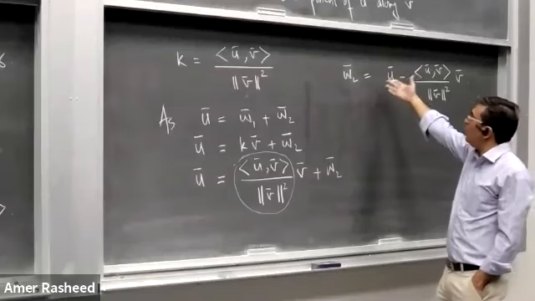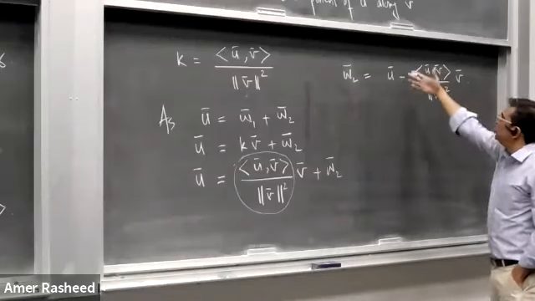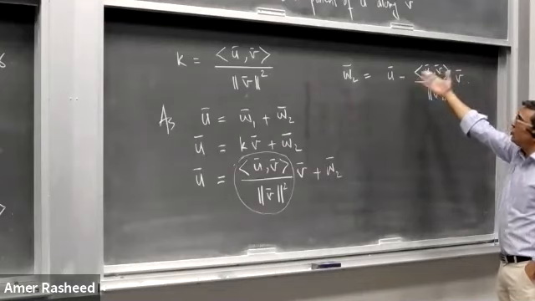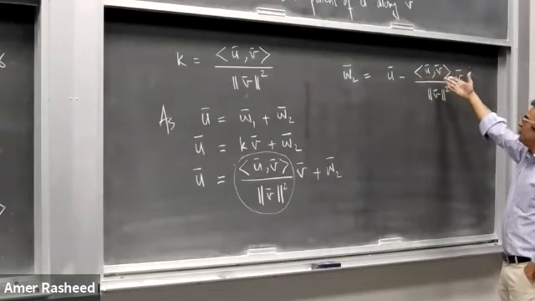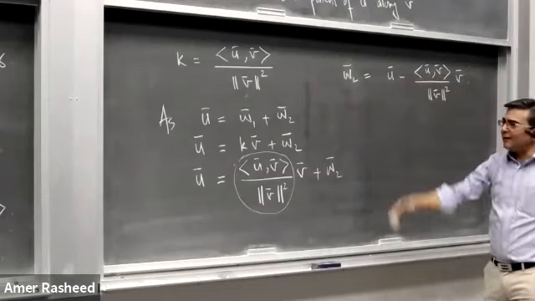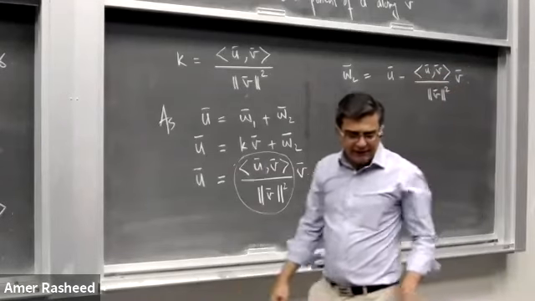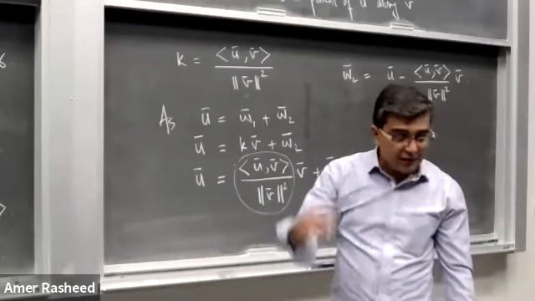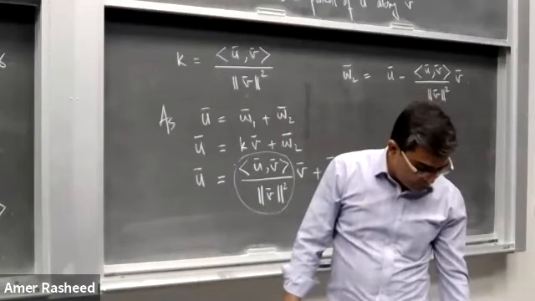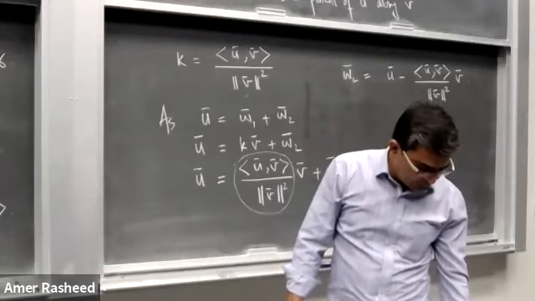Now we know that this is w2. We know it. All the things here in w2 are known. We know vector u, we know vector v. We can compute inner product of uv, and we can compute norm of v squared. Now this is basically the orthogonal component of u onto v.